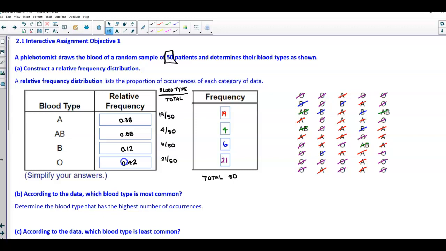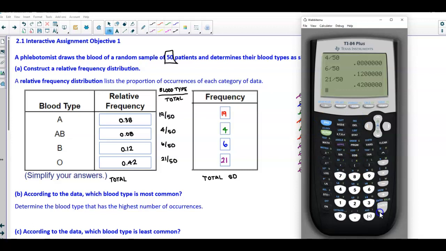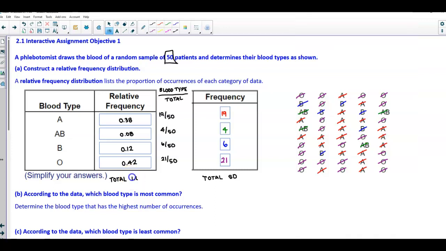Now remember that when it comes to the relative frequency, when we add this up, we should get 1 or close to 1. So let's add up our relative frequency: 0.38 plus 0.08 plus 0.12 plus 0.42. That gives us a total of 1.00, so that verifies it. Let's put our results into our question.